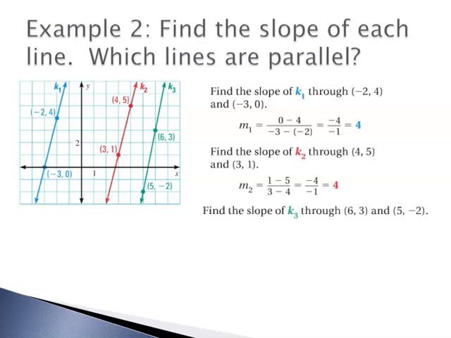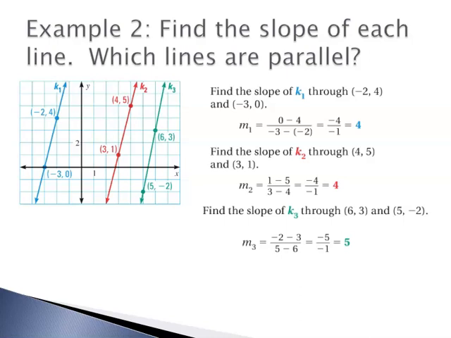Next, find the slope of k3, which goes through (6, 3) and (5, negative 2), and we'll do the same thing again. So we have negative 2 minus 3 over 5 minus 6. So this is negative 5 over negative 1, which is equal to 5.